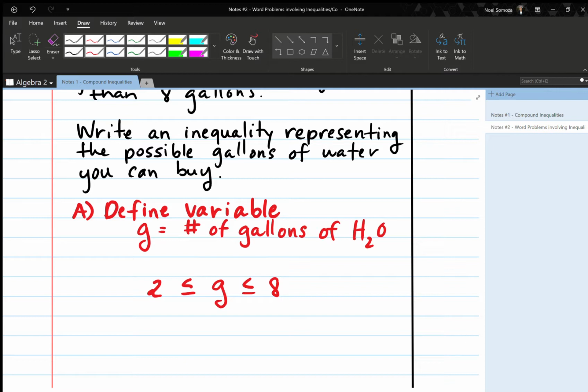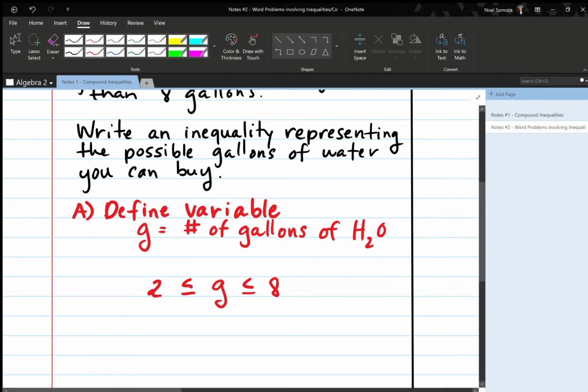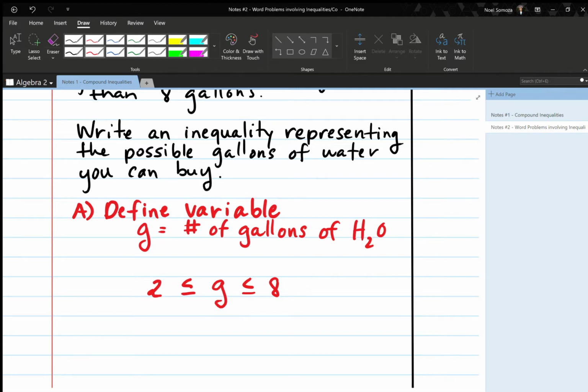Like I said, it's not too bad. You can literally just think G is going to be somewhere in between 2 and 8. Then just think about the relationship between the gallons and the maximum, and the gallons and the minimum.